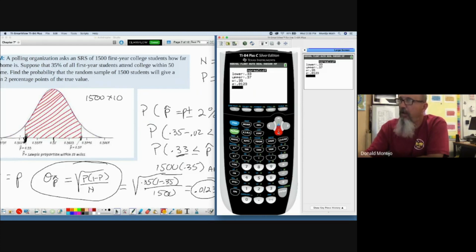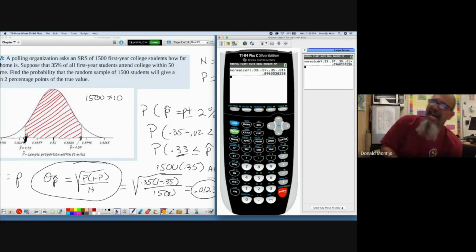Then I'm going to let the calculator do all the work for me. Again, if you don't have a TI-84, you'll have to get normal CDF, parentheses, lower bound, upper bound, mean, standard deviation. Then hit enter, and it says approximately 90% of all my samples of size 1,500 will be within 2 percentage points of the true population parameter, 0.35. So again, the calculation's simple. We did this way back in chapter 2. Nothing new there.